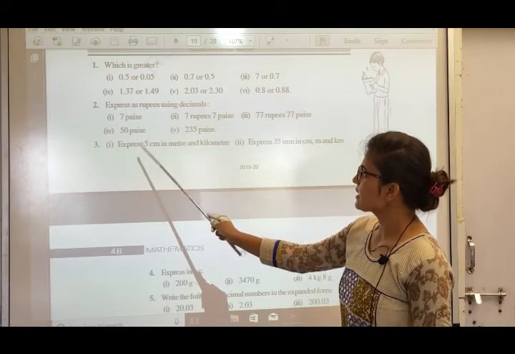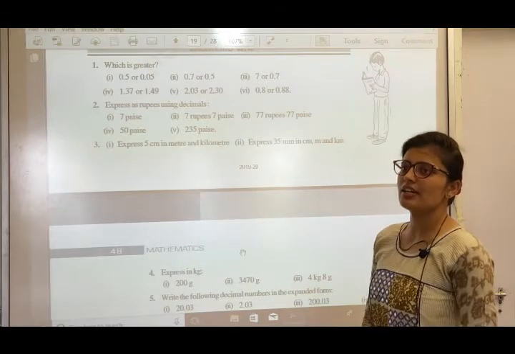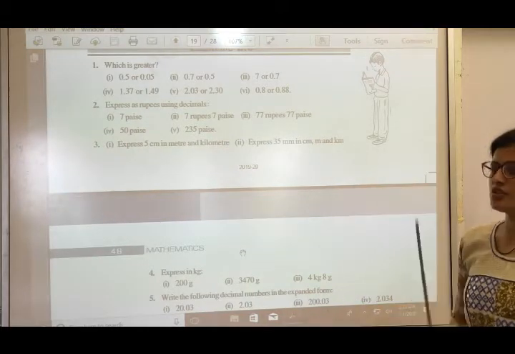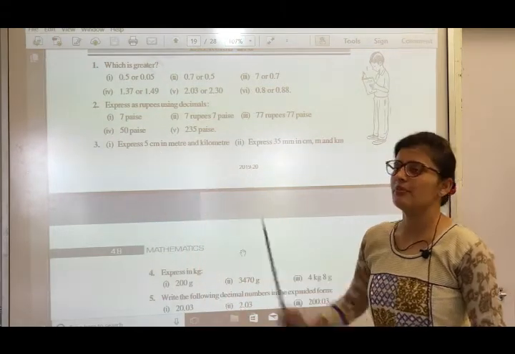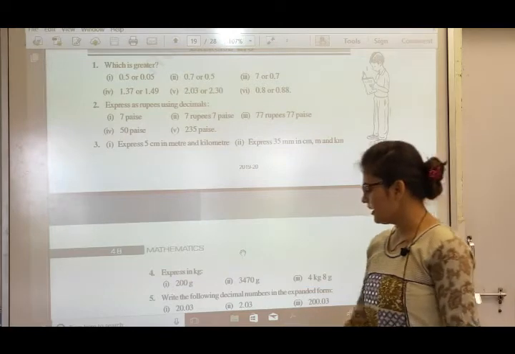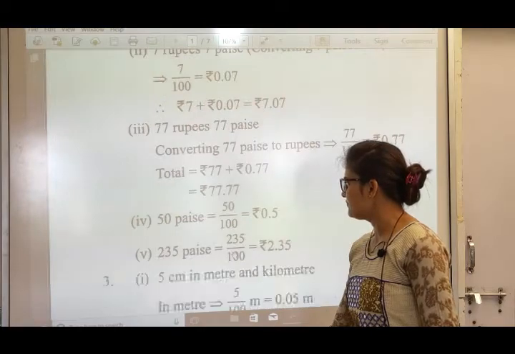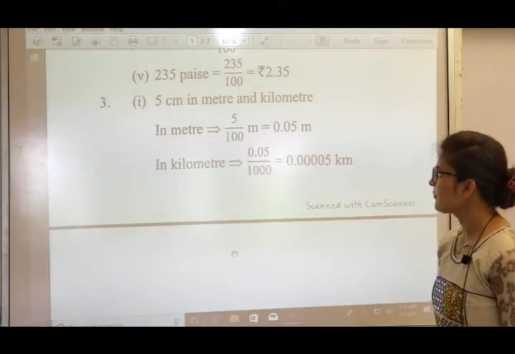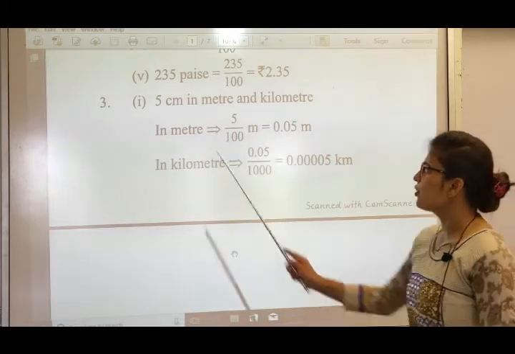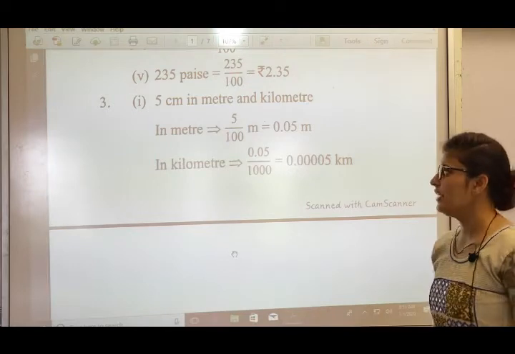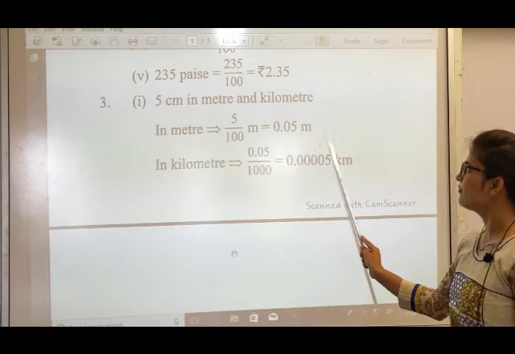Now another question. Third, first. Express 5 centimeter into meter and kilometer. Now here 5 centimeter is given and you have to convert it into meter also and kilometer also. For that you should know the relation between centimeter and meter and centimeter and kilometer. Now you know that 1 meter is equal to 100 centimeter. So 5 centimeter in meter, first we will convert into the meter. So in meter we have to divide it by 100. So it will be equal to 5 divided by 100 meter. So it will be equal to 0.05 meter.